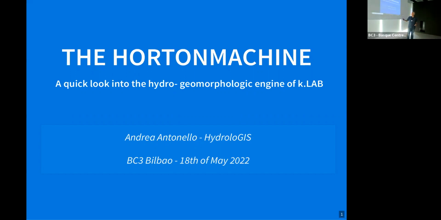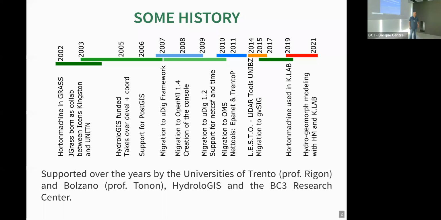So yes, I have a little company in Italy, but I also work for the Free University of Bolzano. I'm a lecturer in advanced geomatics, basically. And I've been working on this stuff for about 20 years. When I started, the Hortonmachine was a project of the University of Trento that was mostly geomorphology and hydrology. And in 2002, after graduating, I started to work with Professor Rigon to try to make it more fruitful.